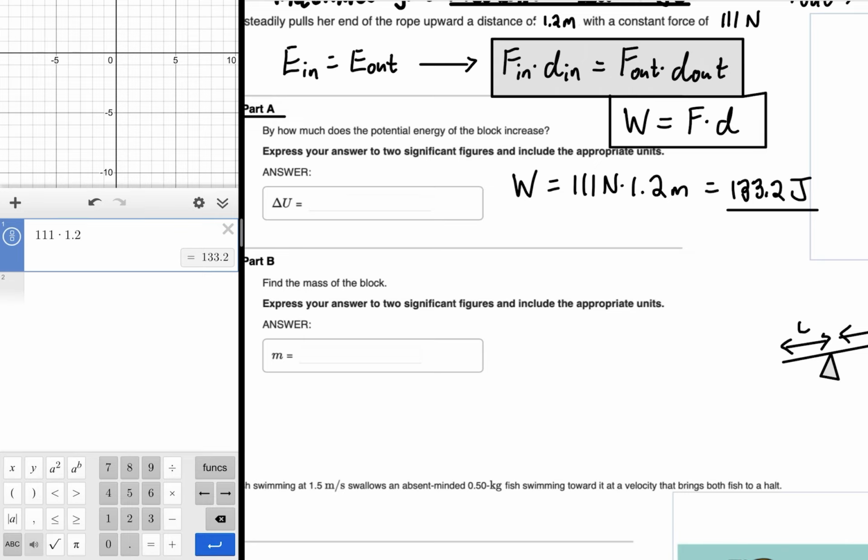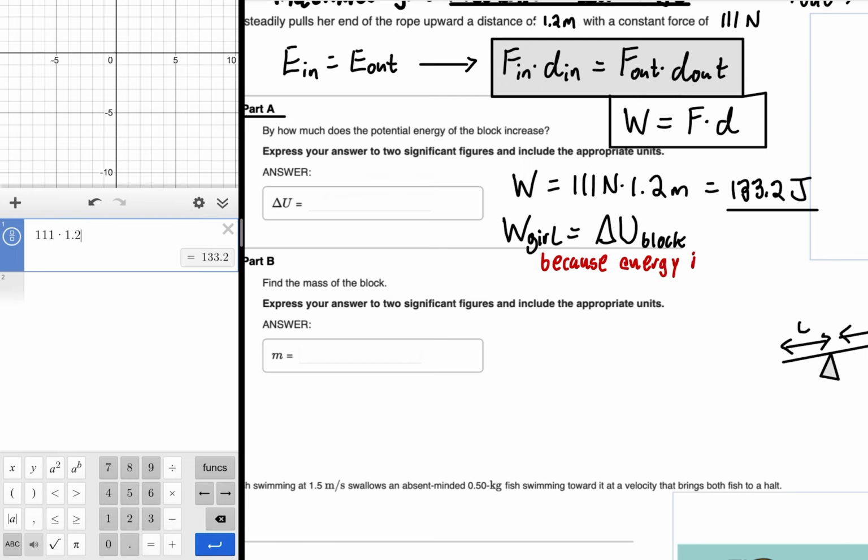Well, it turns out that's our answer, because whatever work the girl does has to be equal to the change in potential energy of the block. I can't remember if it's a block or a box, but it's a block. So there has to be an equation there. Why? Because of conservation of energy. Remember, work is just a form of energy.